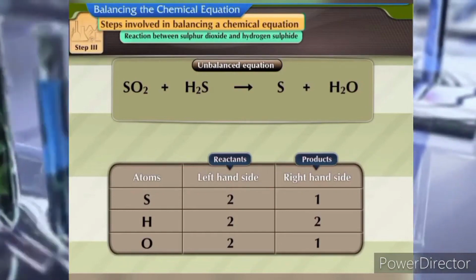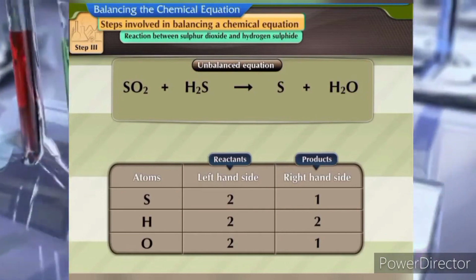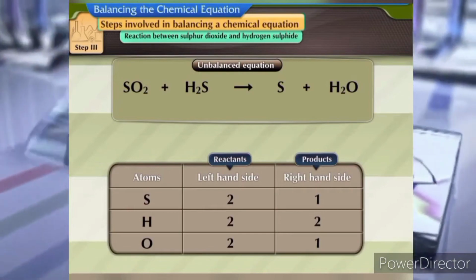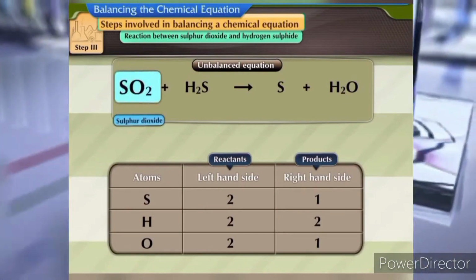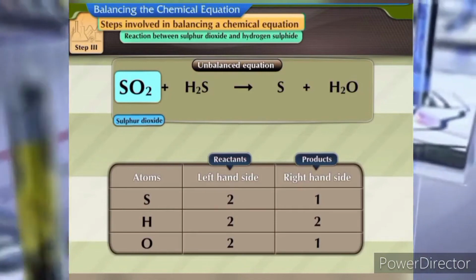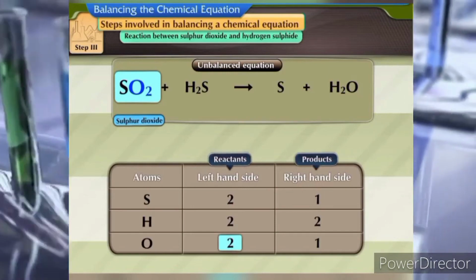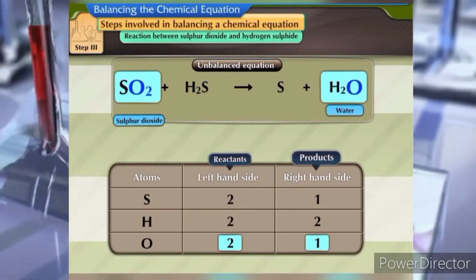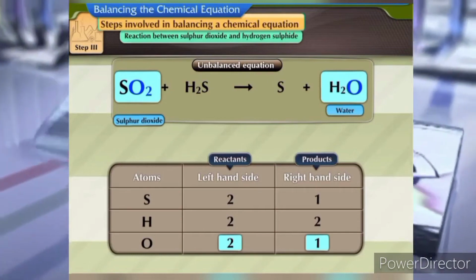Step 3. Choose a reactant or a product that has the maximum number of atoms in it. In this equation, we shall select SO2, that is, sulfur dioxide, and the element oxygen in it. We have seen that there are two oxygen atoms in SO2 in the reactant side and one oxygen atom in H2O, which is in the product side. Try and balance the number of oxygen atoms.